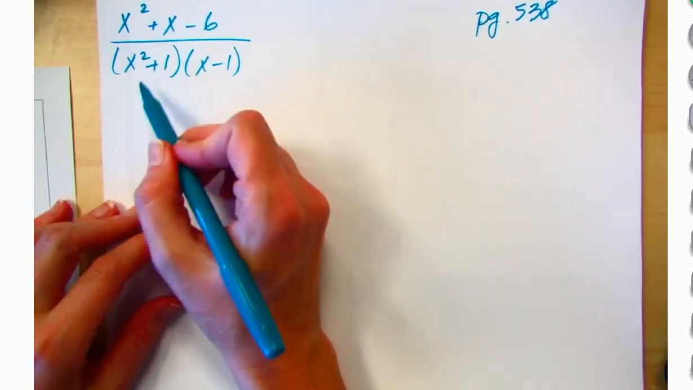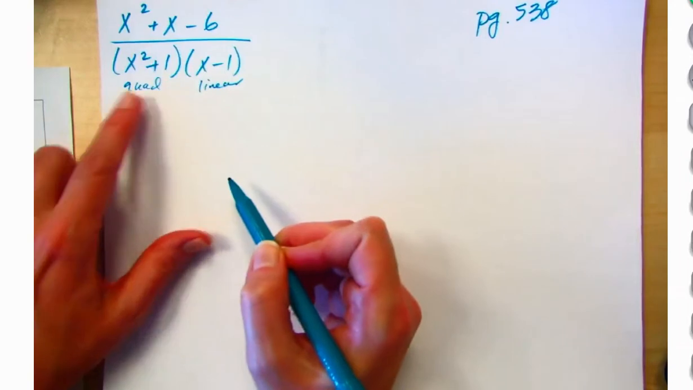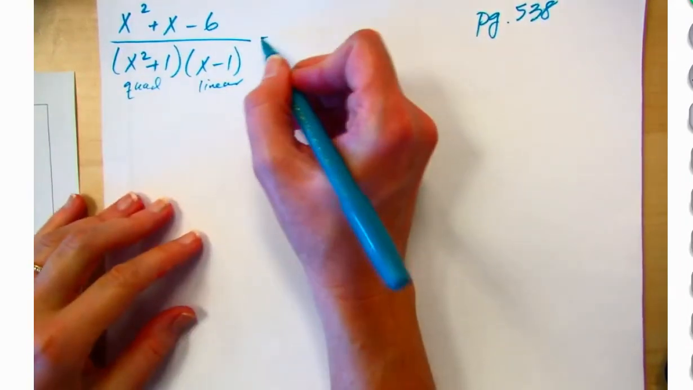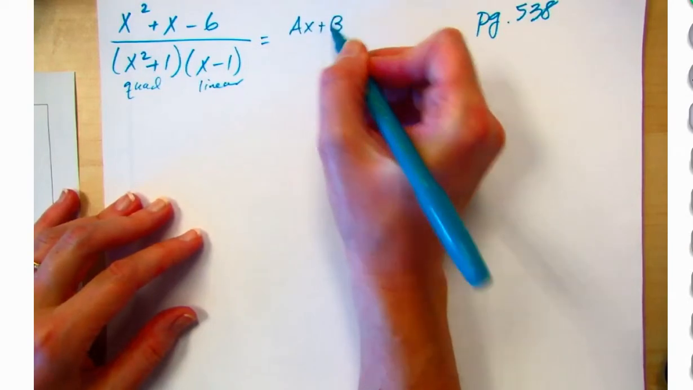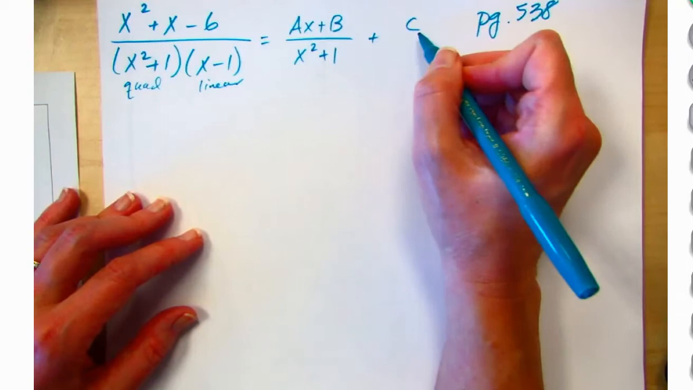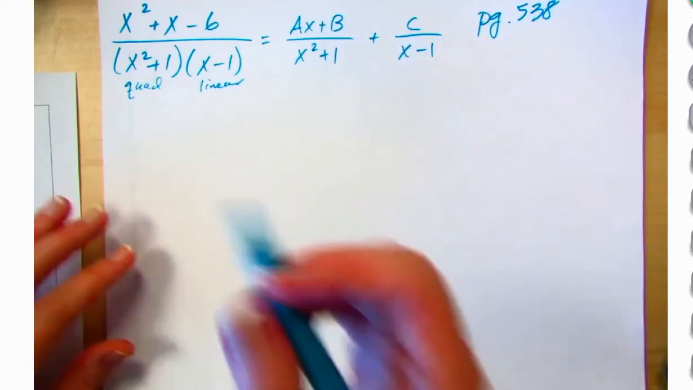But what we do see is this is a quadratic factor. This is a linear factor. This quadratic factor is going to demand an ax plus b. So ax plus b over x squared plus 1 plus c over x minus 1. So that's how our problem should be set up, and now we need to go for it.